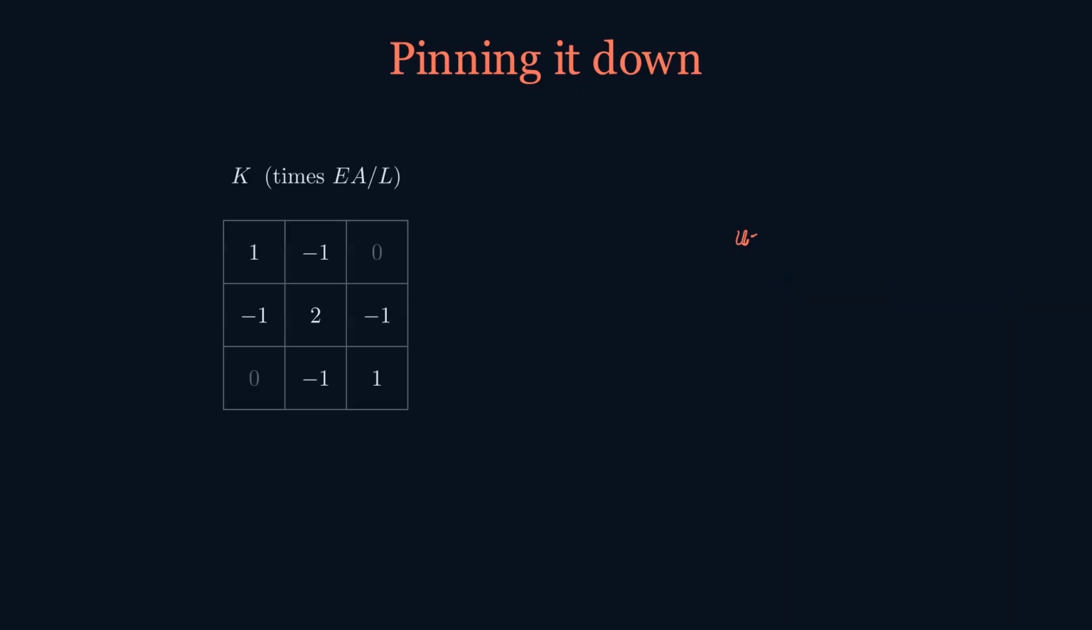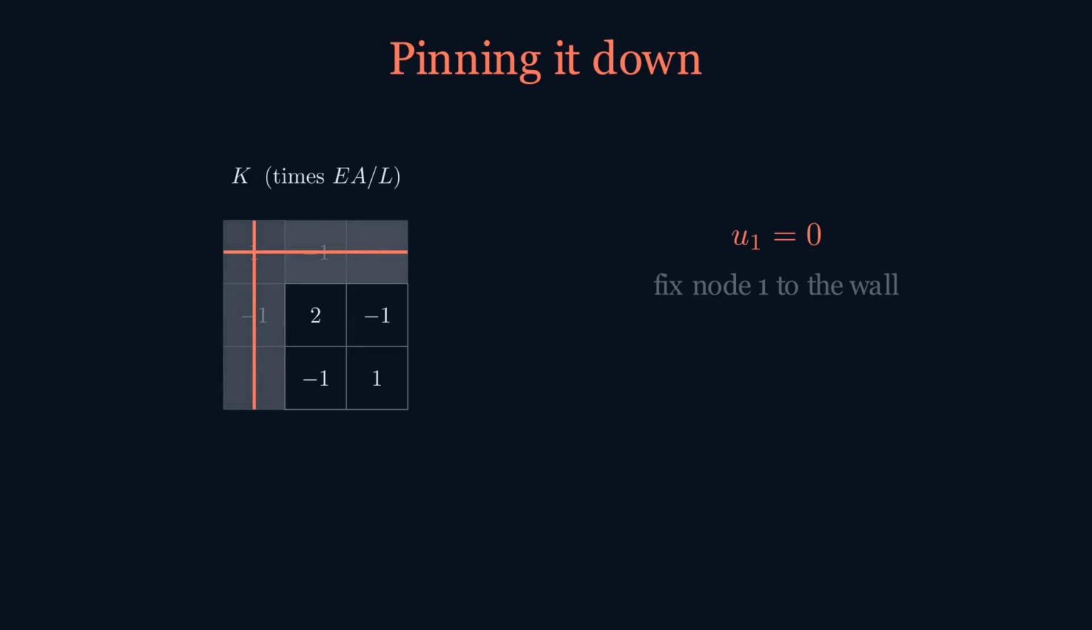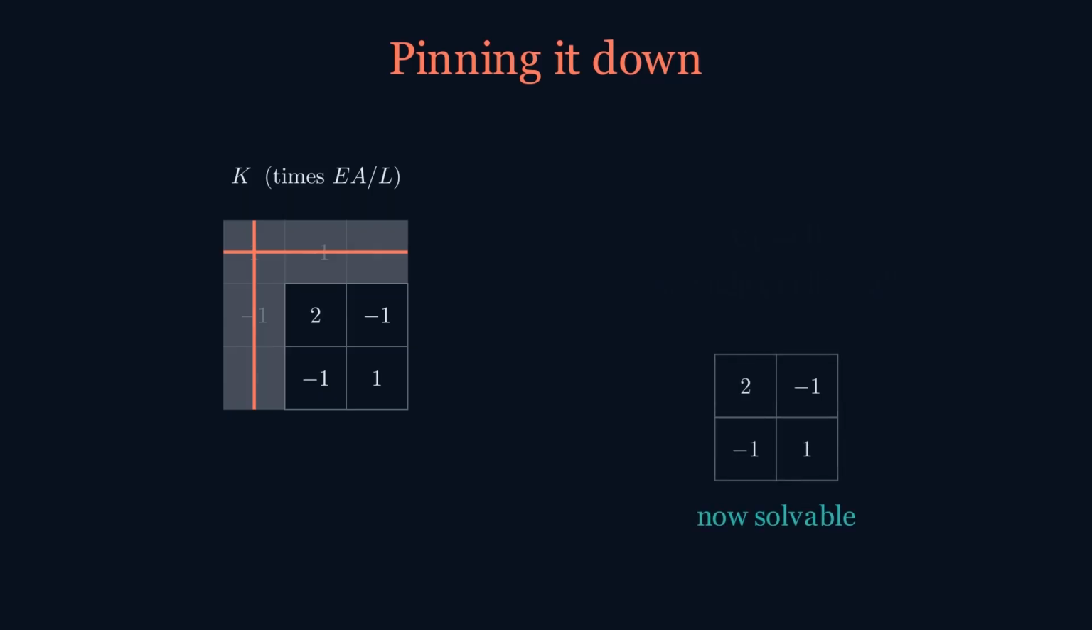So we add a boundary condition. Node 1 is fixed to the wall, its displacement is 0. That single constraint anchors everything. Because that displacement is known to be 0, we remove its row and its column from the system. What's left is the part we still need to find. That leaves a smaller 2x2 system, and this one has a unique answer. The boundary condition turned an unsolvable problem into a solvable one.